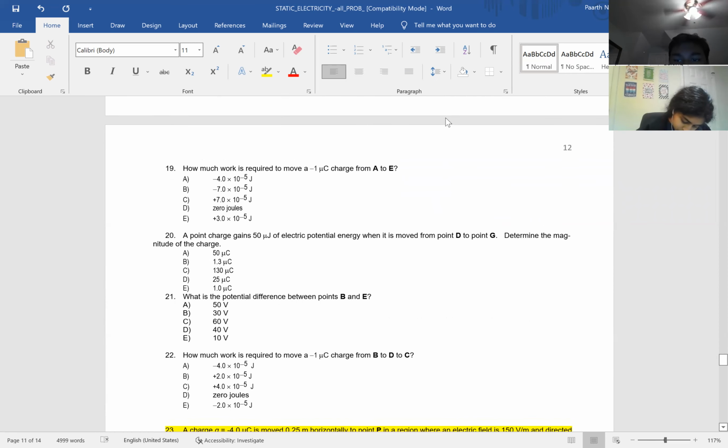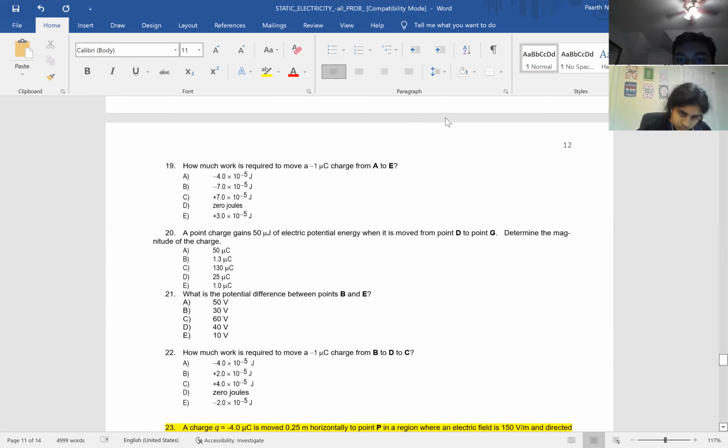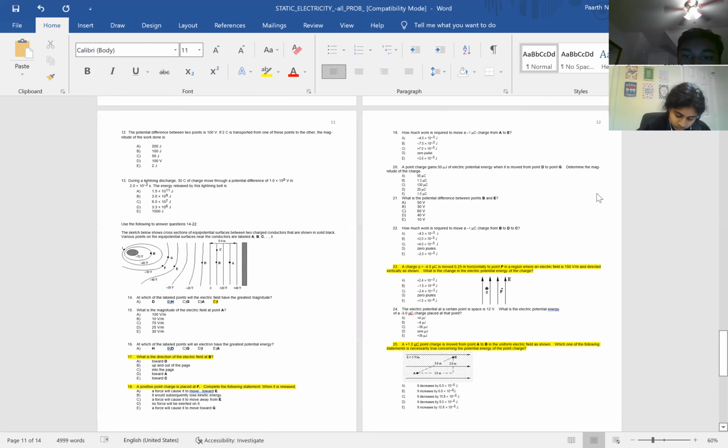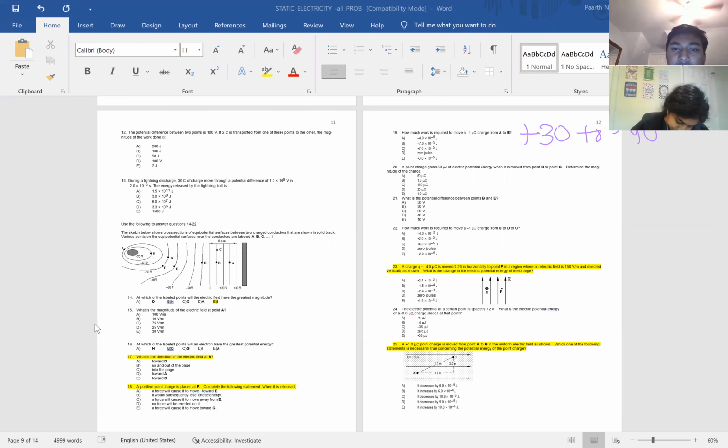And then, how much work is required to move a -1 microcoulomb charge from A to E? So let's take a look at this. It says from A to E, that means I'm moving from 30 volts to, E is 40 volts, right? I think, yeah. So I went from plus 30 to minus 40, right? And so it's final minus initial, so it would be -70 volts, right?